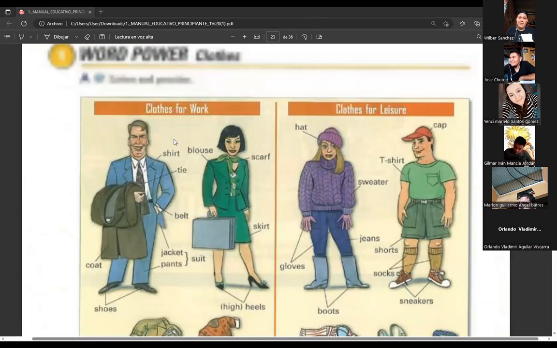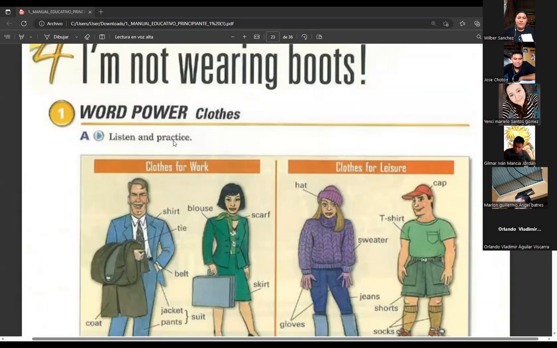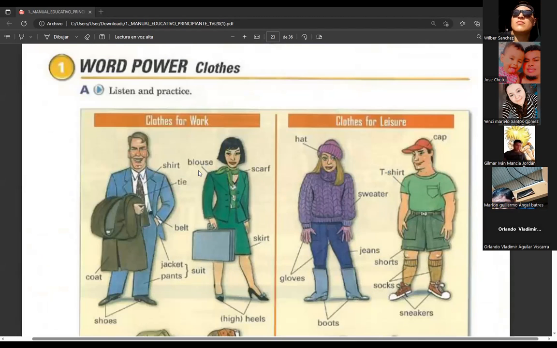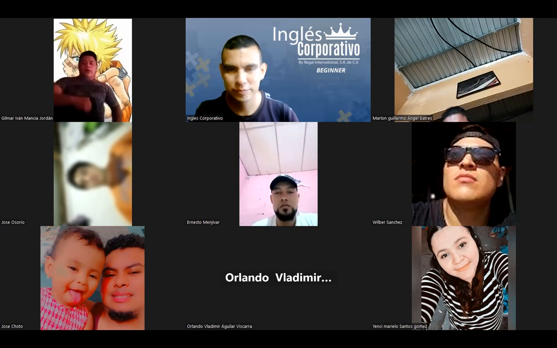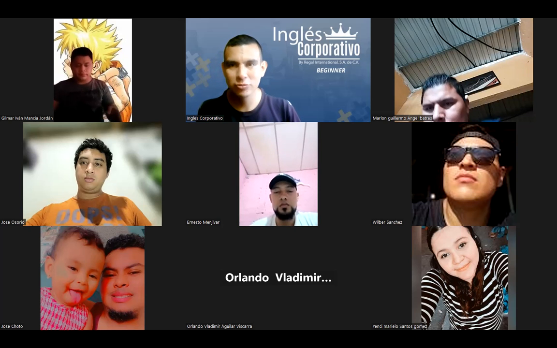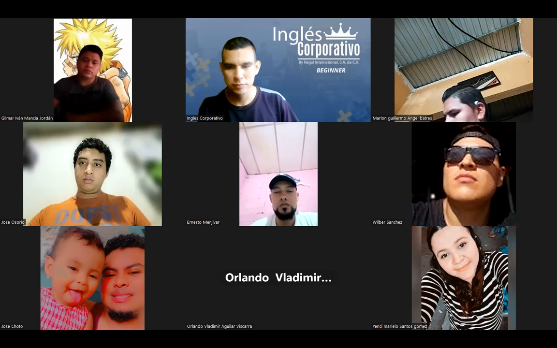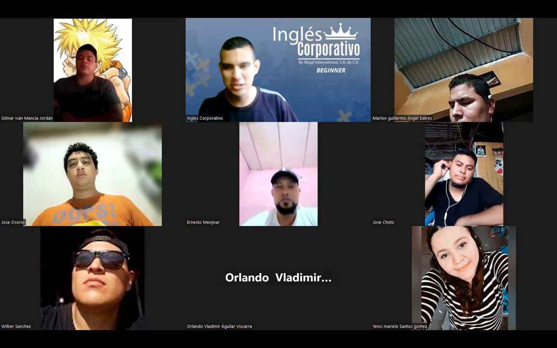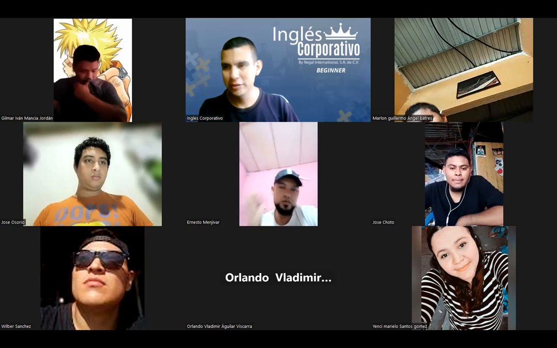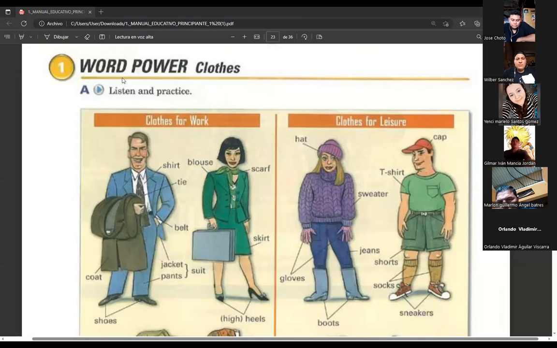Ok, ahora vamos a ir a la unidad 4. Ya se nos van quedando dos unidades. Vamos a hablar un poco sobre la ropa. Aquí tenemos diferente ropa: ropa de trabajo, ropa para andar en diferentes climas. Vamos a conectar el audio para que puedan escuchar la pronunciación de la ropa. Vamos a repetir.